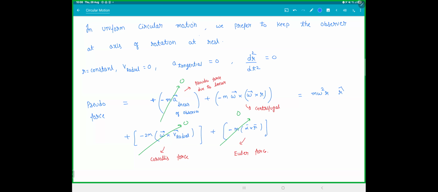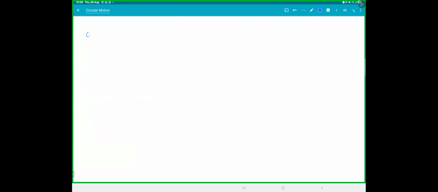So now don't think so much. For now, let's keep it simple. Whenever something is rotating, the centrifugal force is m omega square r, where r is the vector from the observer to the particle. Luckily here our observer is on the center, so r will become the radius. Clear with this? So now let's talk about the centrifugal force.